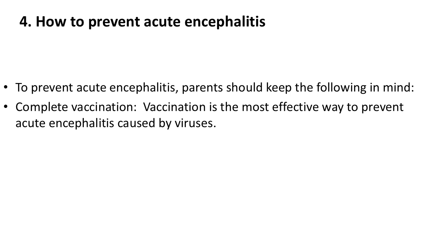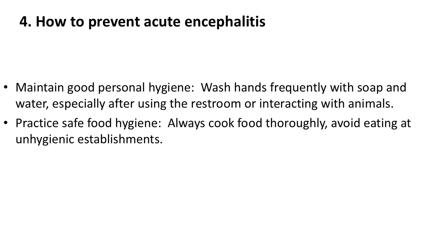4. How to prevent acute encephalitis. To prevent acute encephalitis, parents should keep the following in mind. Complete vaccination. Vaccination is the most effective way to prevent acute encephalitis caused by viruses. Maintain good personal hygiene. Wash hands frequently with soap and water, especially after using the restroom or interacting with animals. Practice safe food hygiene. Always cook food thoroughly, avoid eating at unhygienic establishments.